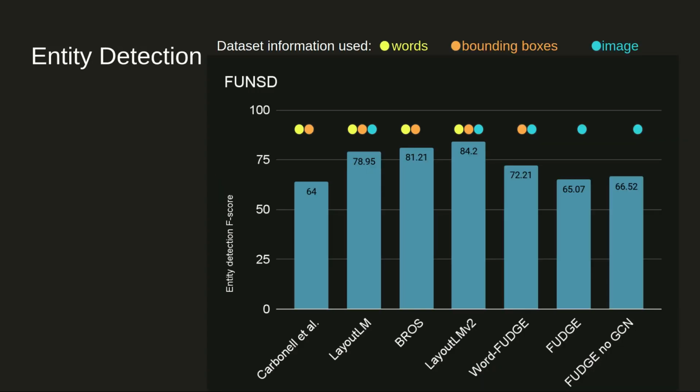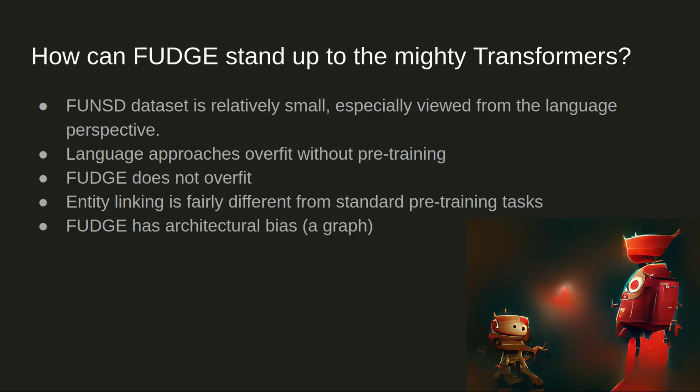The transformer models perform much better than FUDGE on entity detection. Language appears to be a stronger modality for this particular task. However, we do outperform Carbonell et al., which is another graph convolutional network approach, which uses the language modality instead of vision like our own.